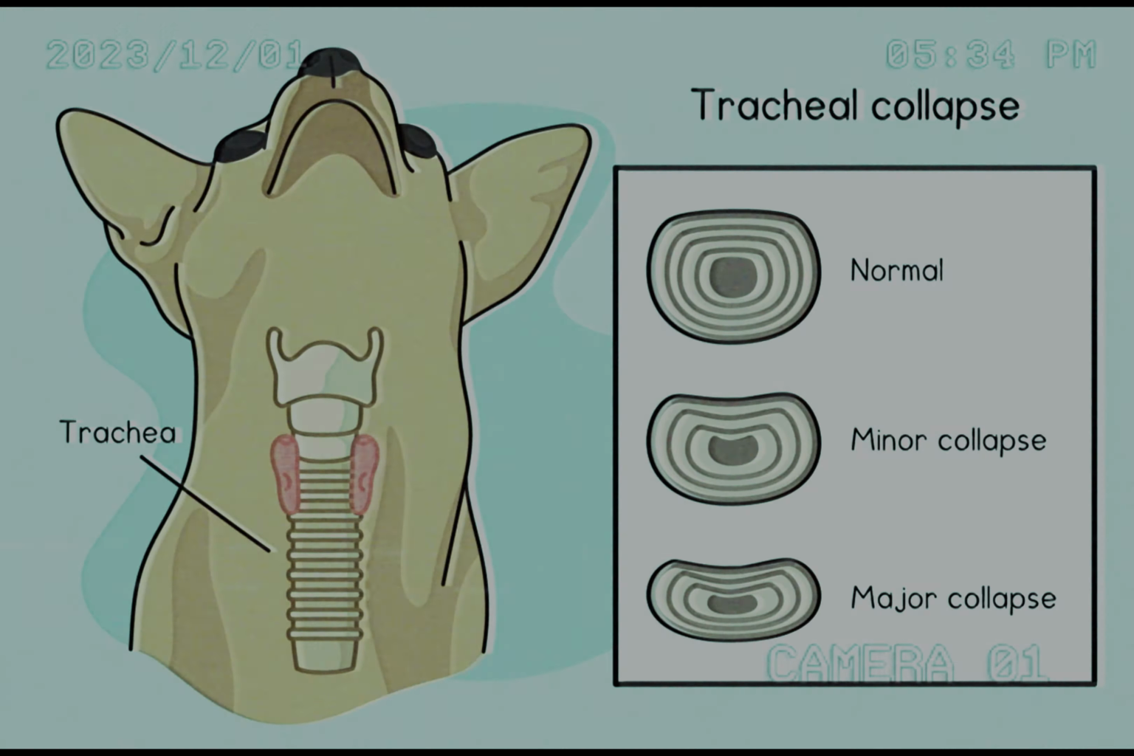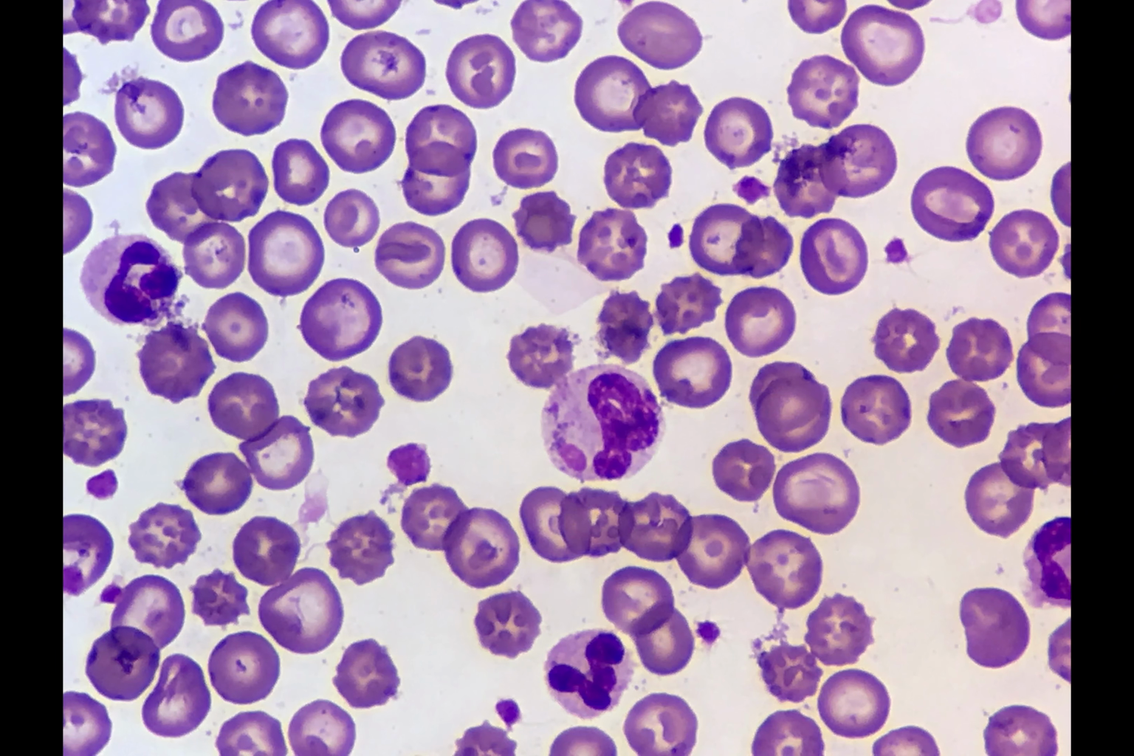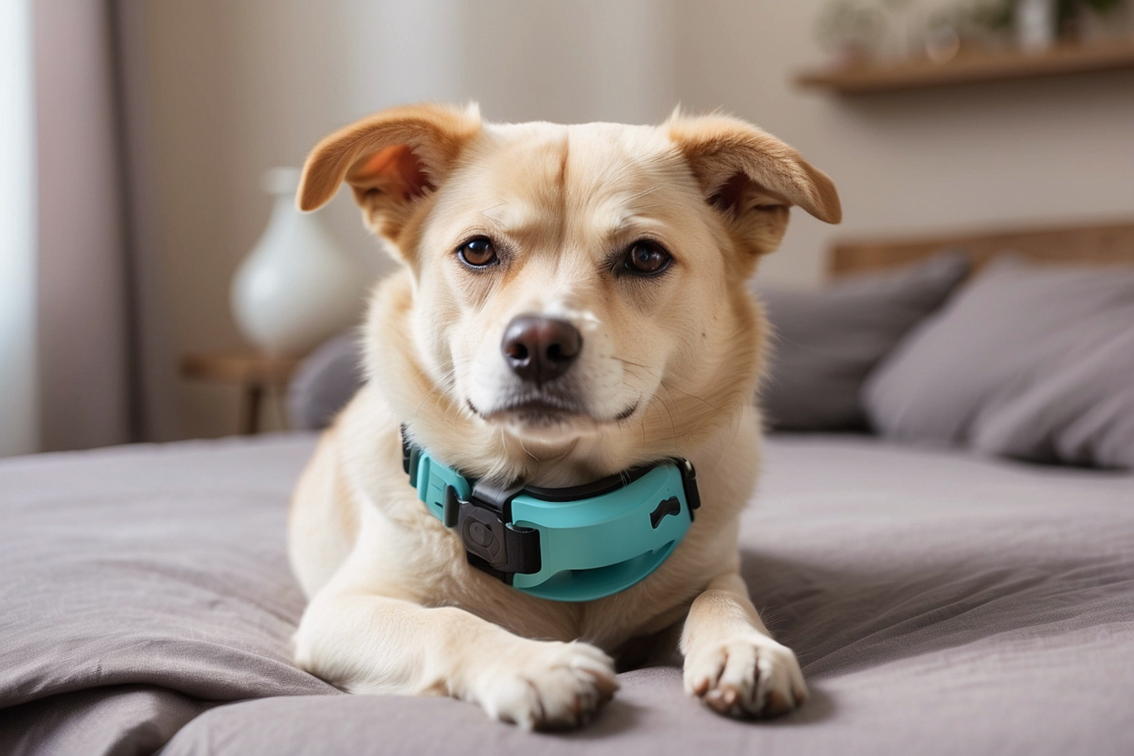Exposure to irritants can also cause inflammation of the respiratory tract. Irritants such as smoke, dust, and chemicals can cause coughing, sneezing, and difficulty breathing. Certain medications can also cause inflammatory respiratory disease. Some medications, such as aspirin and ibuprofen, can irritate the lungs and cause coughing and difficulty breathing.